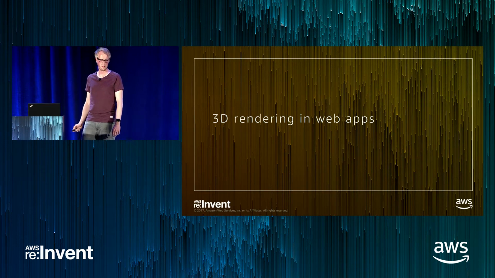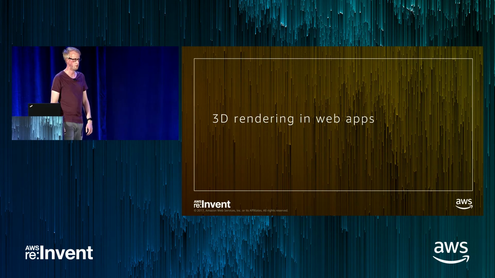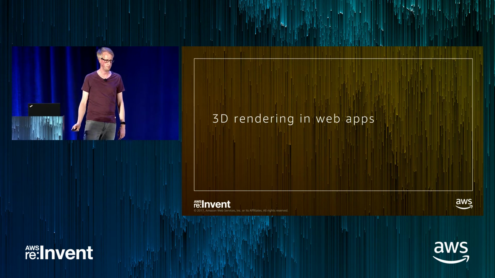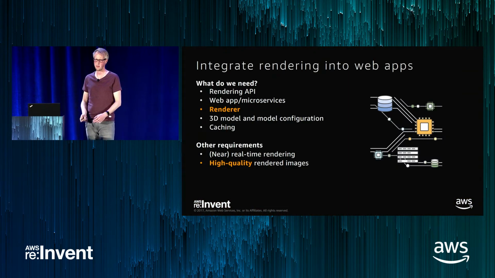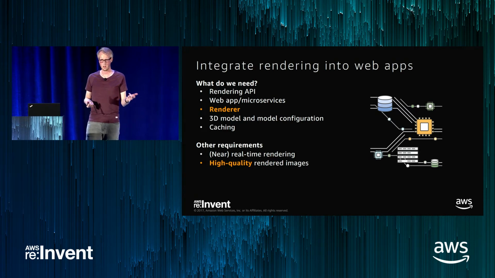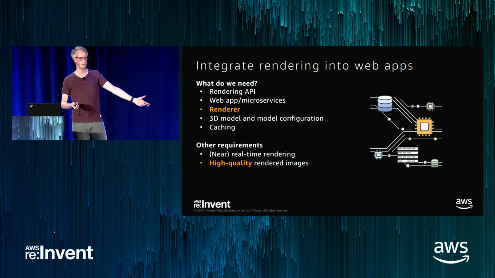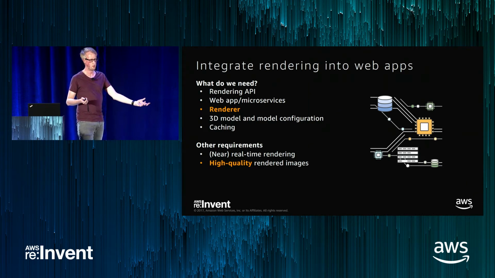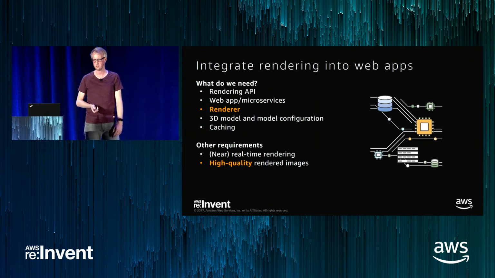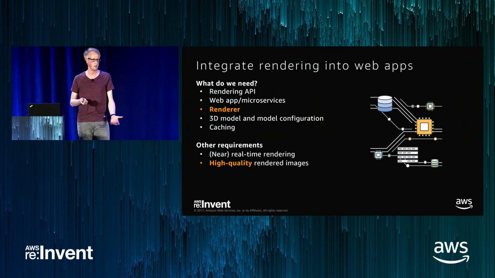So now let's take a look at what we need to build to integrate this into our web application stack. So we want to build a rendering API that acts as the interface between our renderer and the rest of our application stack. We have an application stack, can be a monolithic application, can be a set of microservices where we want to integrate this. Then, of course, we need to decide what kind of rendering technology we want to use and what kind of software is out there that we can use.